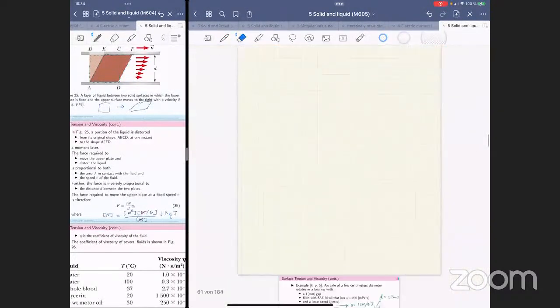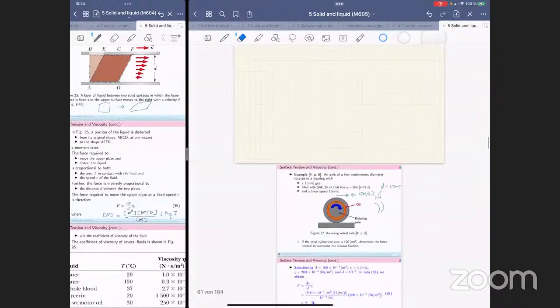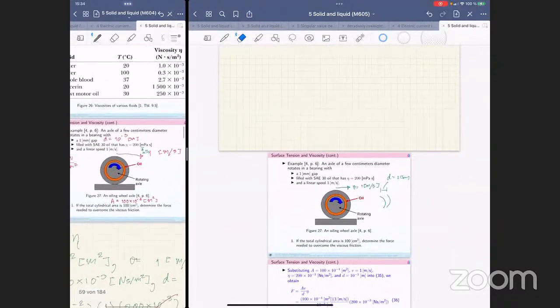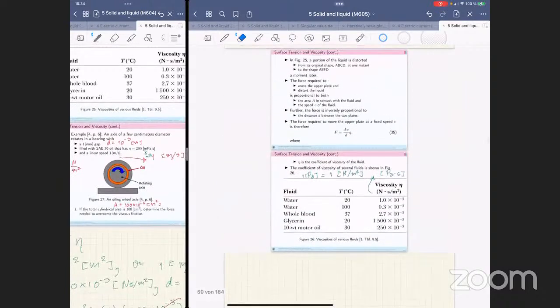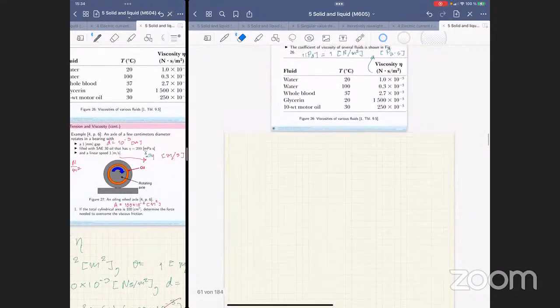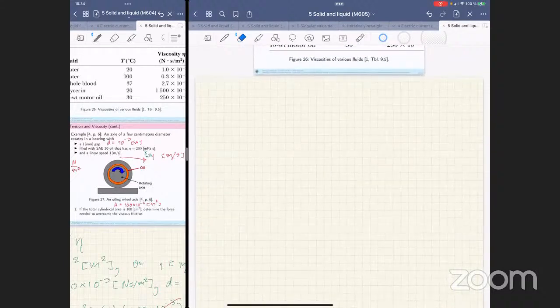Let's solve this problem. Yeah, we have to apply this formula, right? F equals A V eta by D. We're gonna need that formula. F equals A V eta by D, right? And what is A?